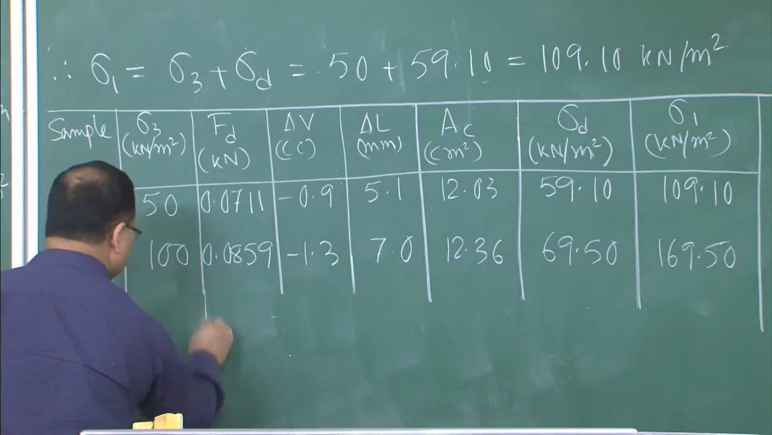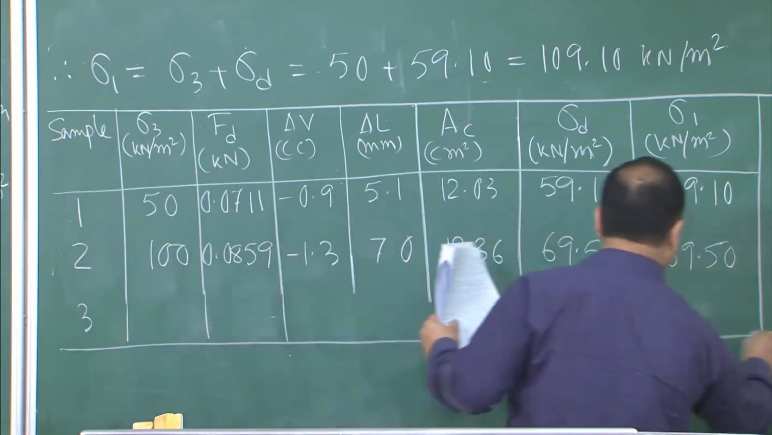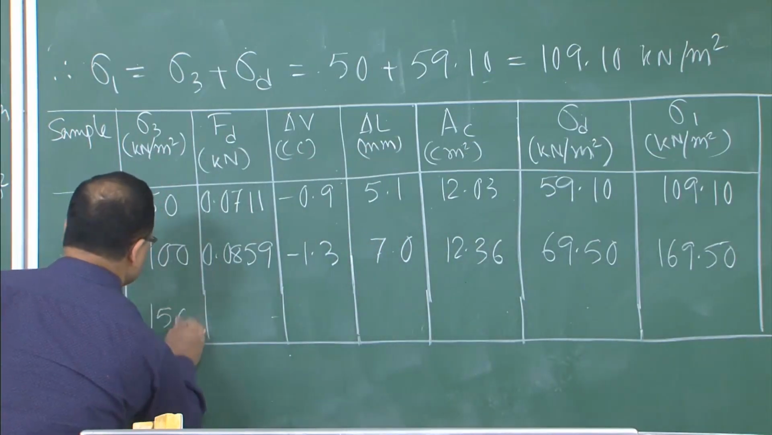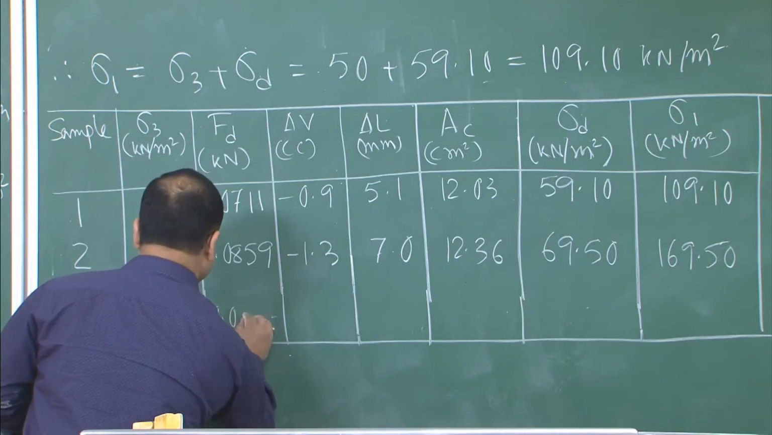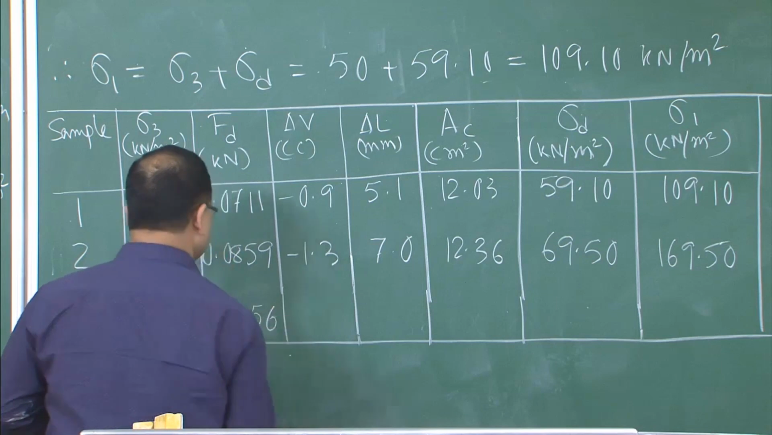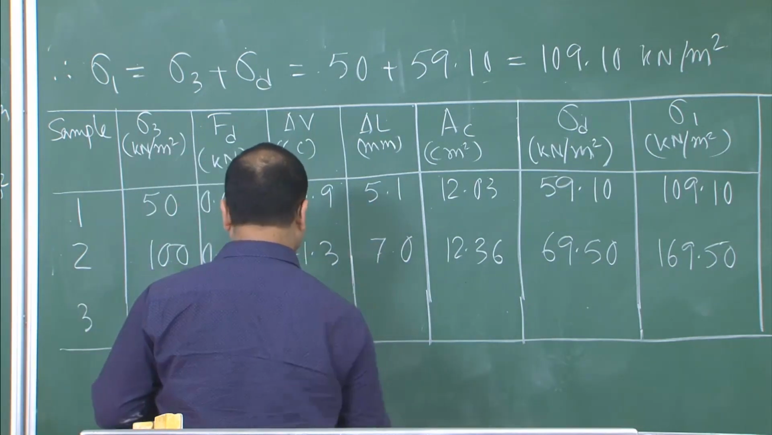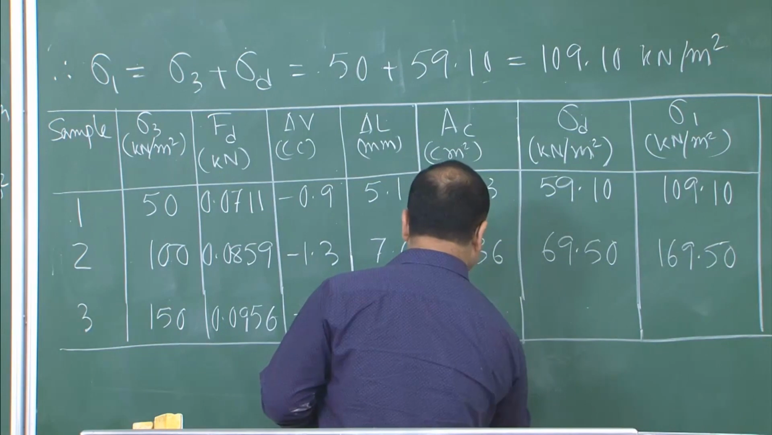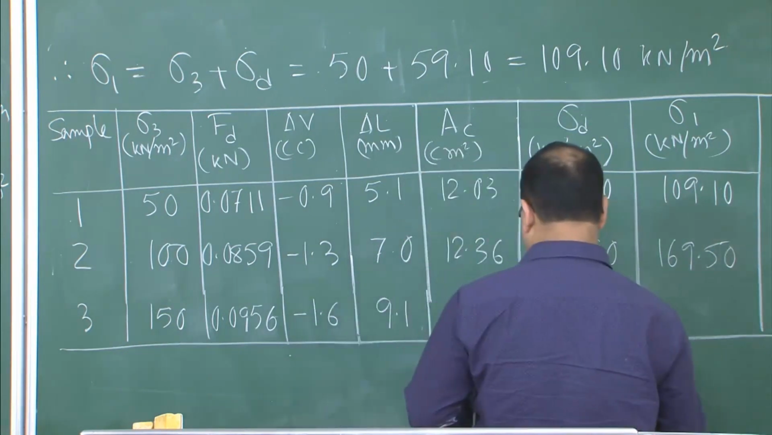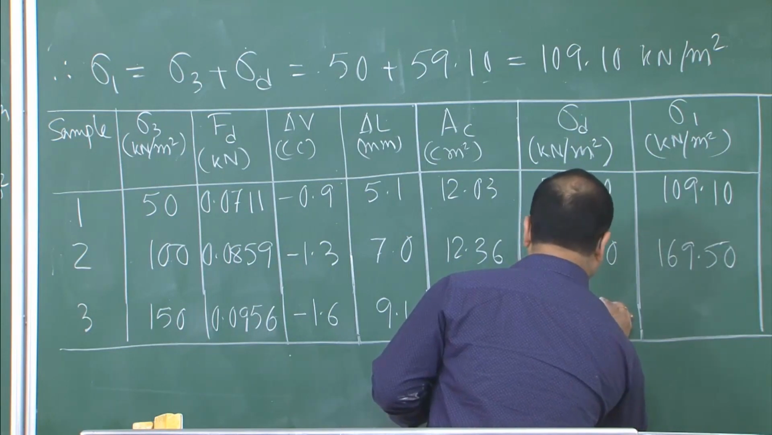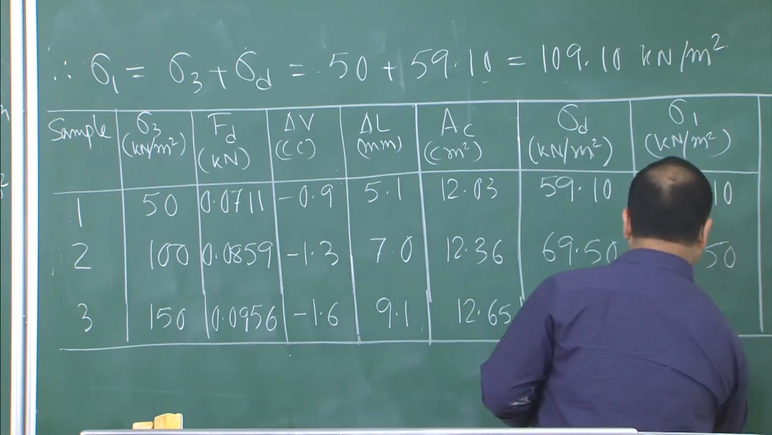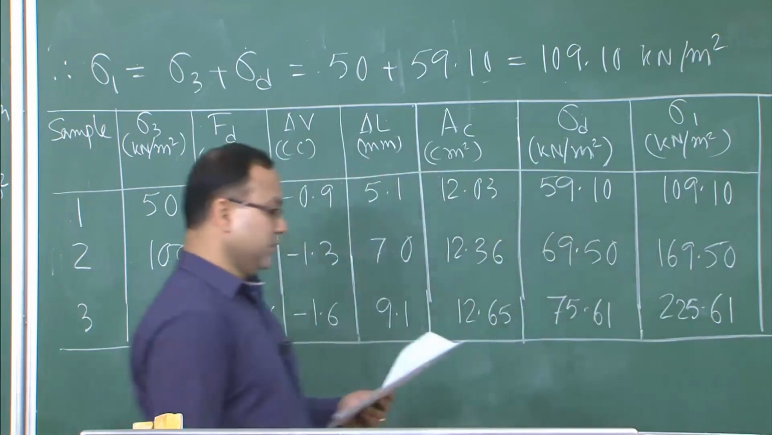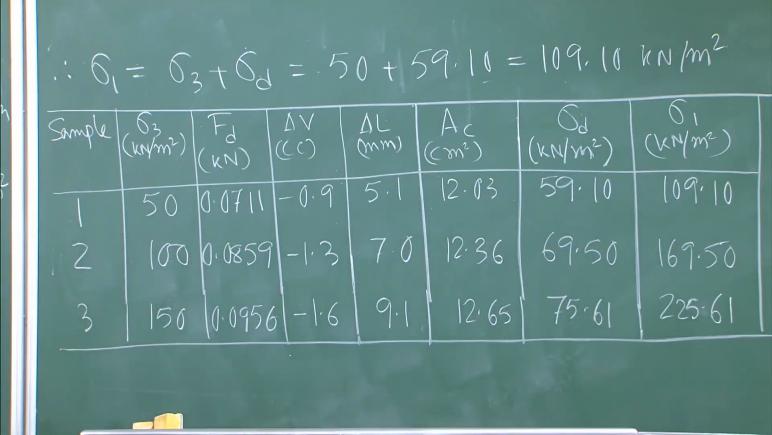And for sample 3, cell pressure is 150, deviated load is 0.0956, volume change is minus 1.6, axial deformation 9.1 millimeter, corrected area 12.65 centimeter square, deviated stress is 75.61 kilonewton per meter square, and sigma 1 is equal to 225.61. So, this is the table we have completed.